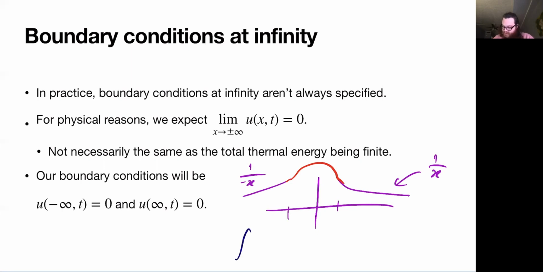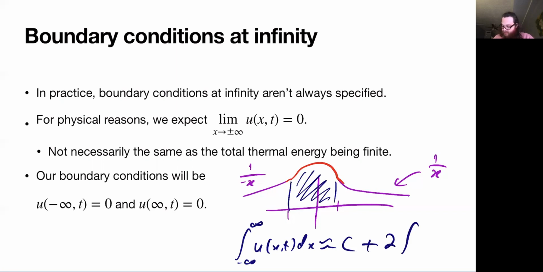So the total energy, from negative infinity to infinity, of, say, this temperature, is going to be something like maybe some constant corresponding to what's happening in here, plus twice the integral from, maybe we'll say that point is L, that point is negative L, out to infinity of 1 over x dx.